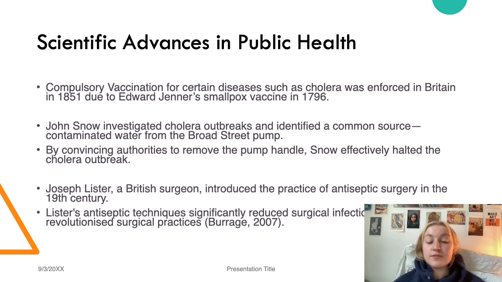Compulsory vaccination for certain diseases, such as cholera, was enforced in Britain in 1851. This was a result of improvements and developments in vaccination due to Edward Jenner's smallpox vaccination in 1796.